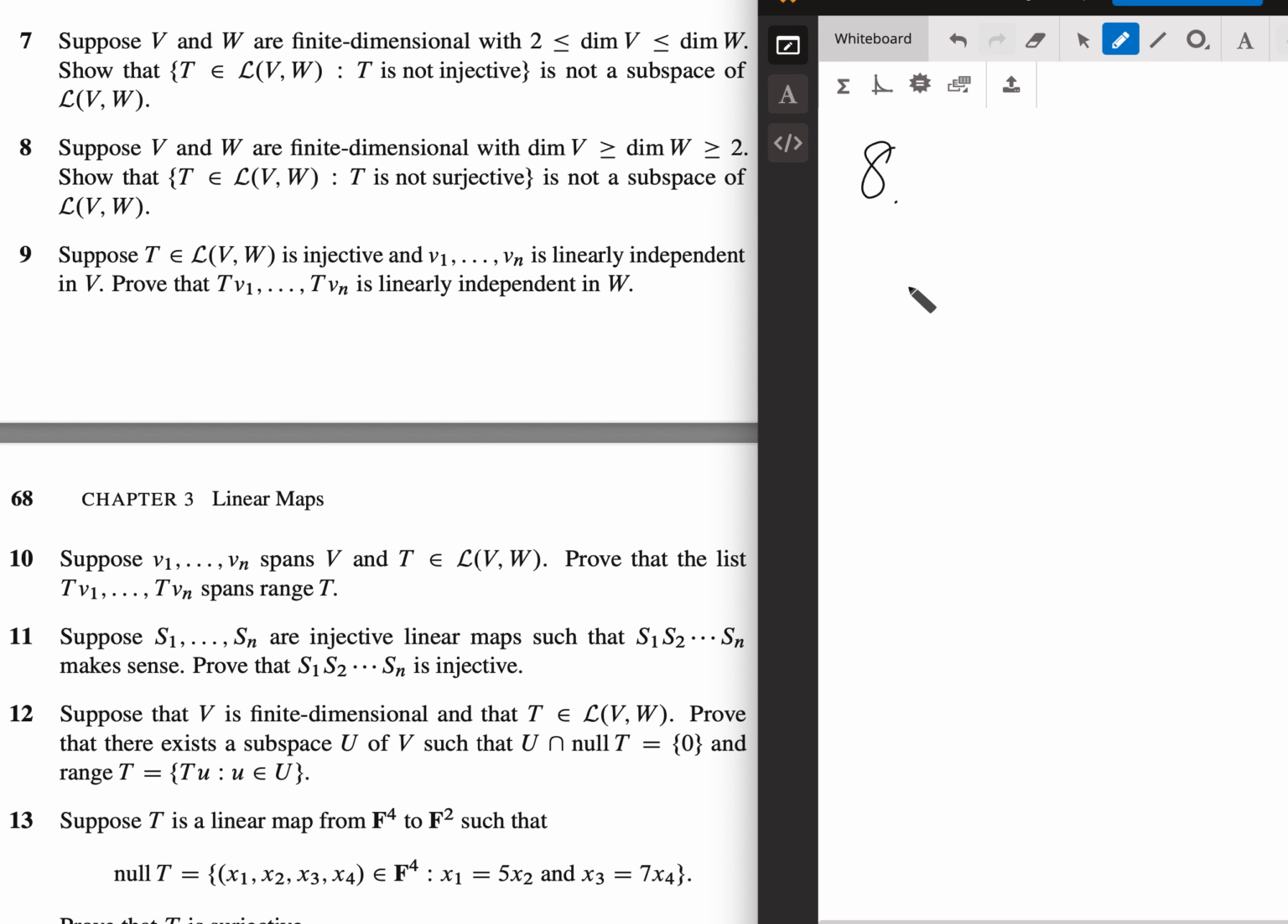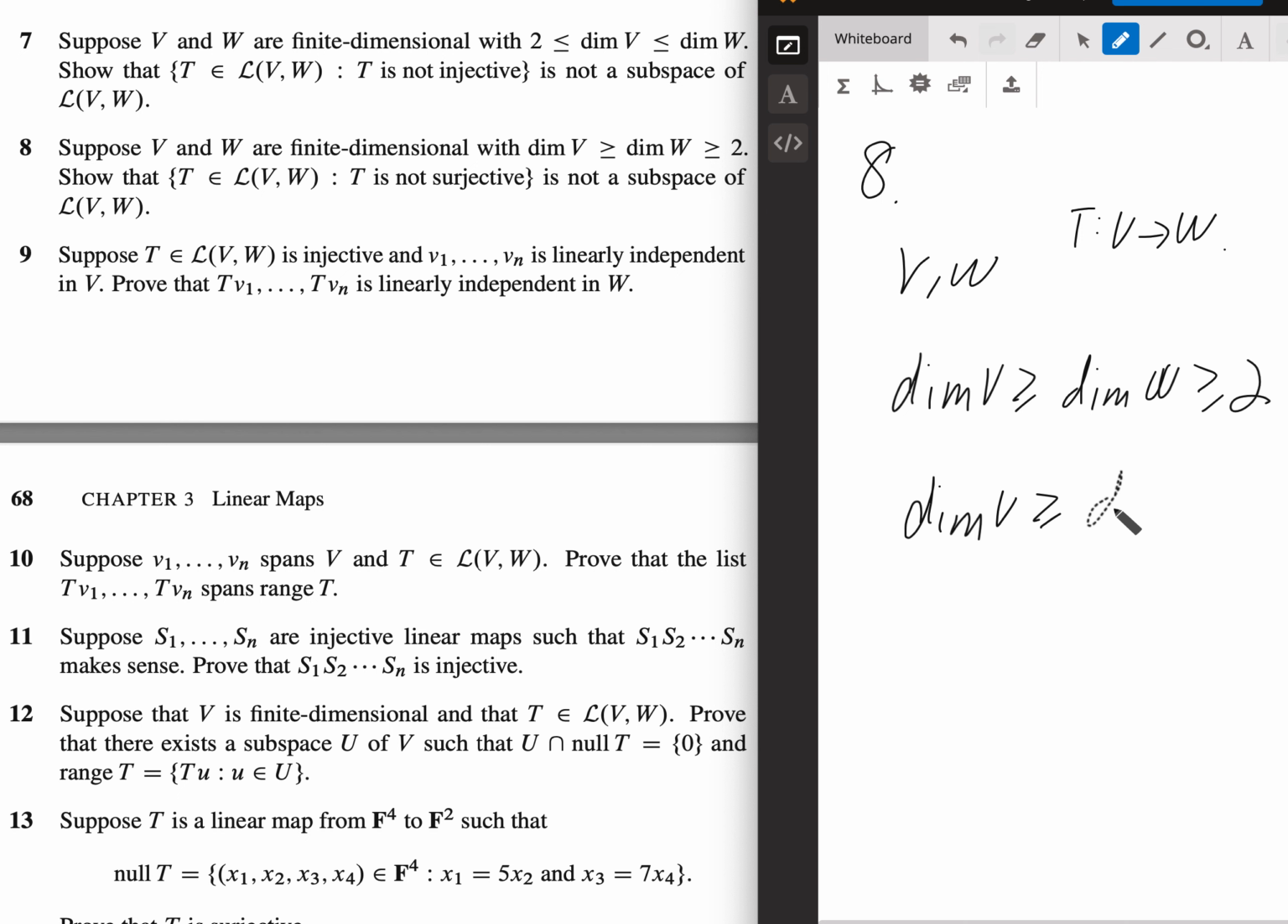So now you have V and W finite dimensional with the dimension of V greater than or equal to the dimension of W greater than or equal to 2. I want to show that the set of surjective maps from V to W is not a subspace. I think once again there are some interesting things going on with the inequality: dimension of V greater than or equal to dimension of W, greater than or equal to 2.